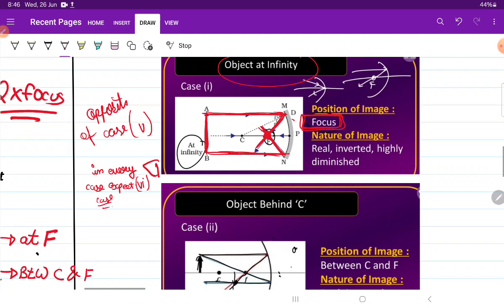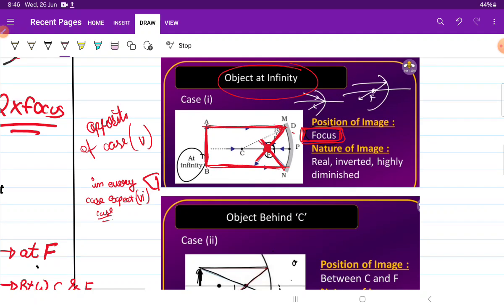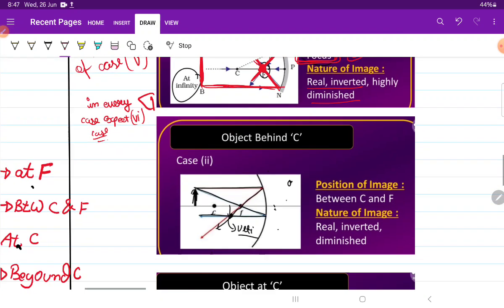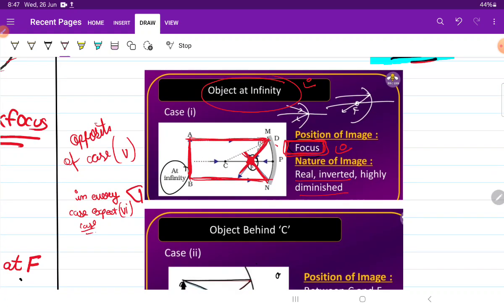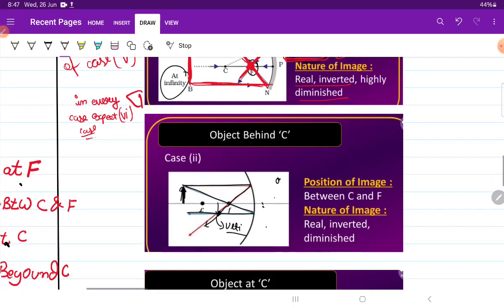So you have to learn the position of the image and the position of the object, and also the nature, that is real, inverted, highly diminished, diminished or enlarged. Now, this is the first case where we are putting the object at infinity.